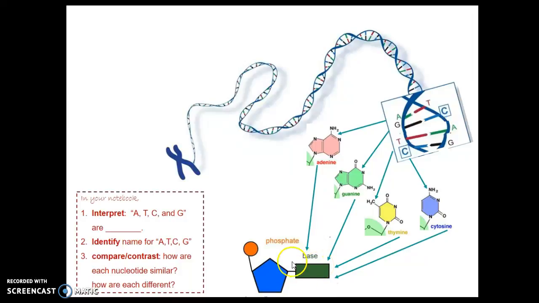So the base could be switched out in 4 different ways to create the 4 different nucleotides. All nucleotides have the same form of sugar, they have the same phosphate molecule. The only thing that makes them different is their base. And you can see here's the molecular structure of each. And 2 of the nucleotides have a double ring nitrogen base structure, and then 2 have a single ring nitrogen structure.